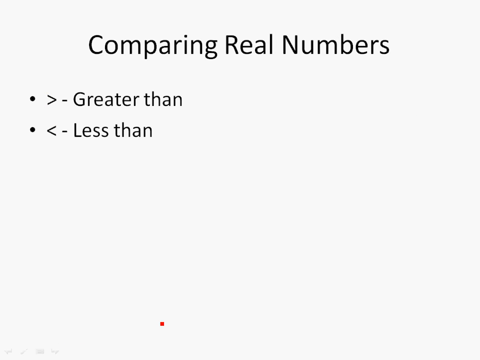So in comparing real numbers, it helps to have a couple signs. These are two inequality signs. This one is the greater than sign, and this one is the less than sign. We'll also talk about a few other of these inequality signs a little later in the year, but for now these are the two you want to know. If you want an easy way to remember them, remember that the less than sign points to the left.